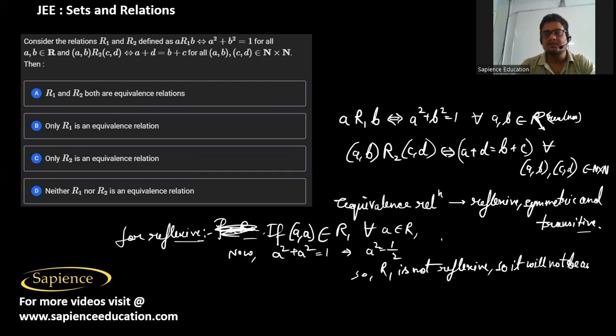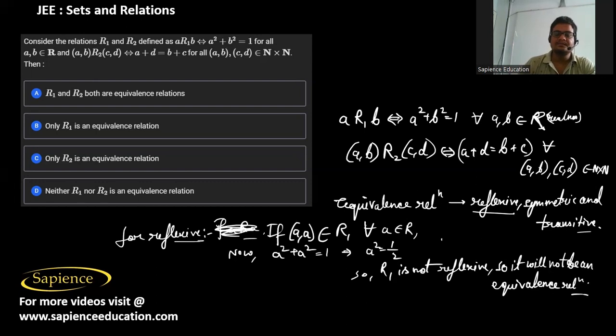So it will not be an equivalence relation also, since it has to be all the three. It has to be symmetric also, transitive also, and reflexive also. So since R1 is not reflexive, it will obviously not be an equivalence relation.